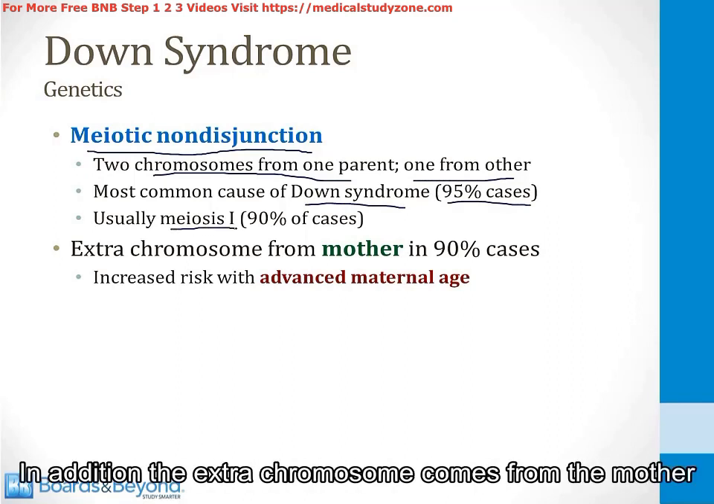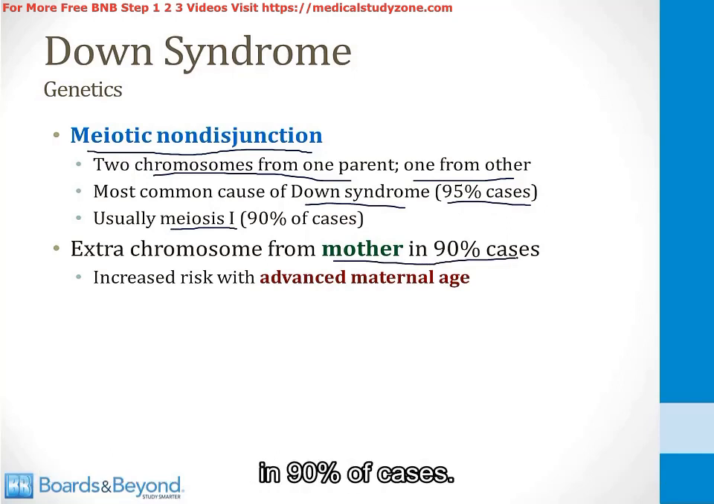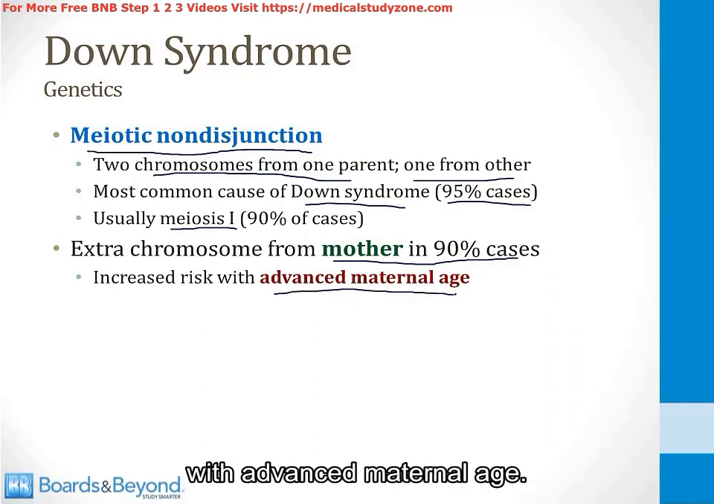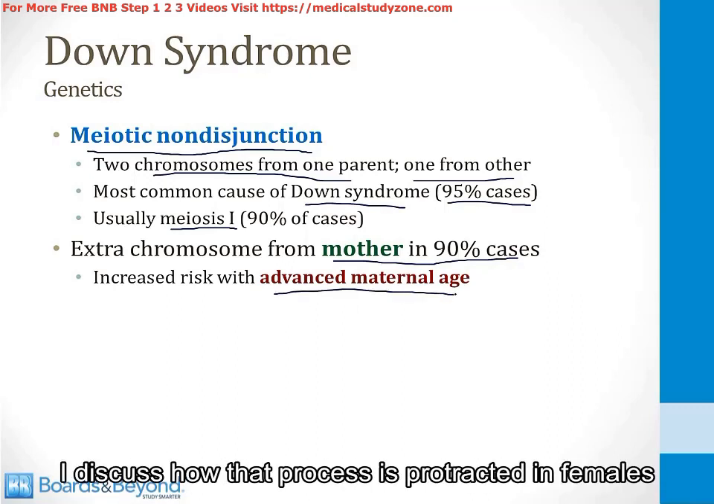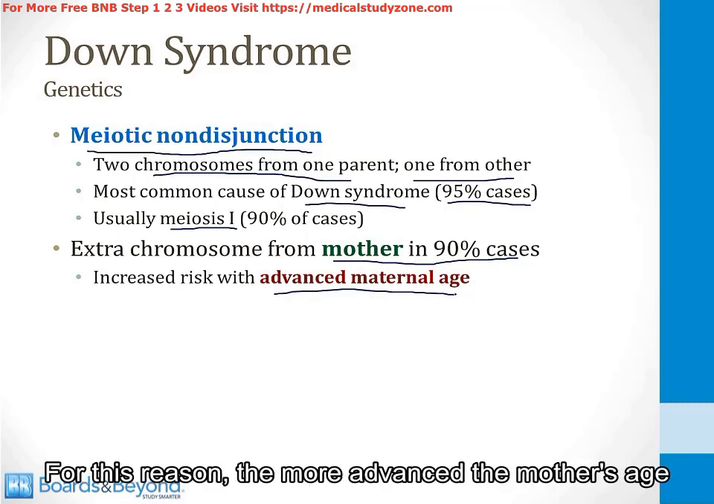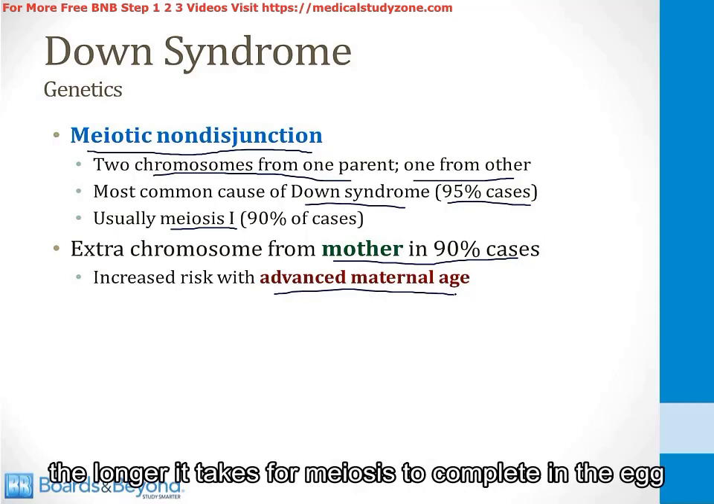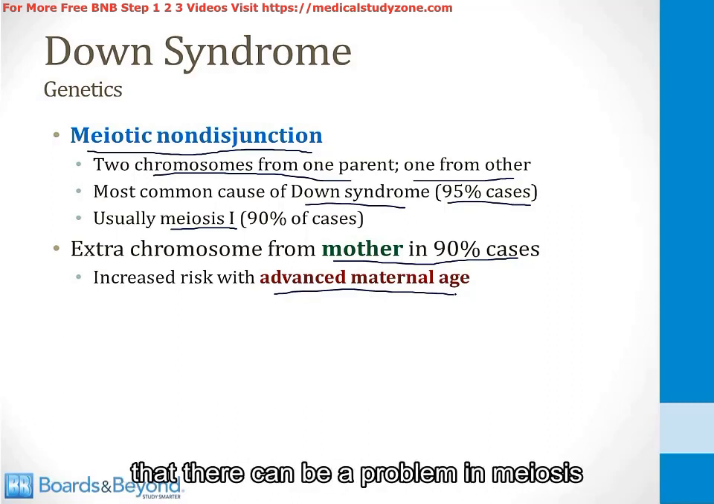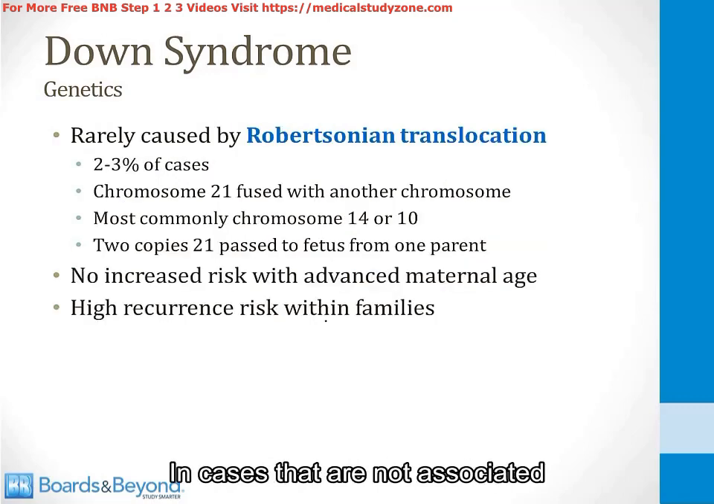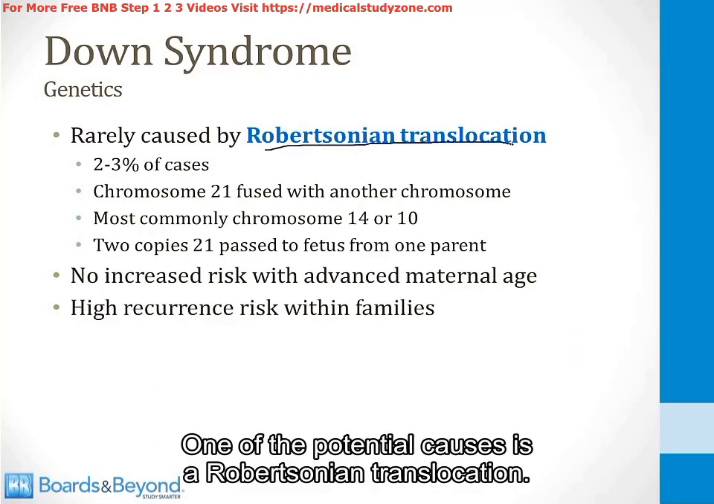In addition, the extra chromosome comes from the mother in 90% of cases, and for this reason, Down syndrome is associated with advanced maternal age. In the video on meiosis, I discuss how that process is protracted in females and often frozen in place for many years of time. For this reason, the more advanced the mother's age, the longer it takes for meiosis to complete in the egg, and therefore the greater risk that there can be a problem in meiosis that leads to trisomy 21.